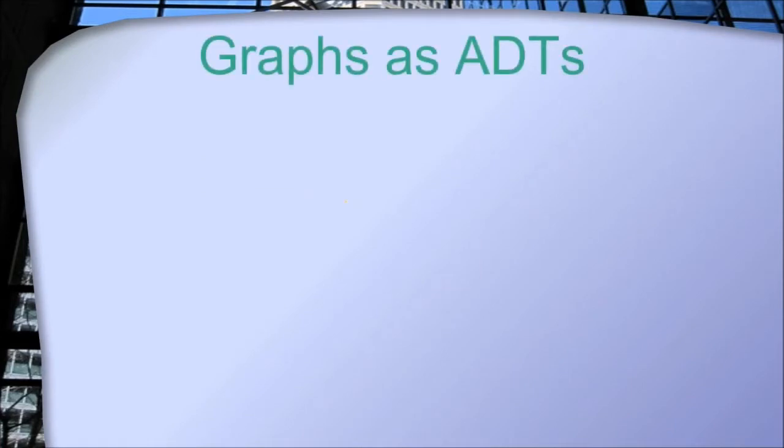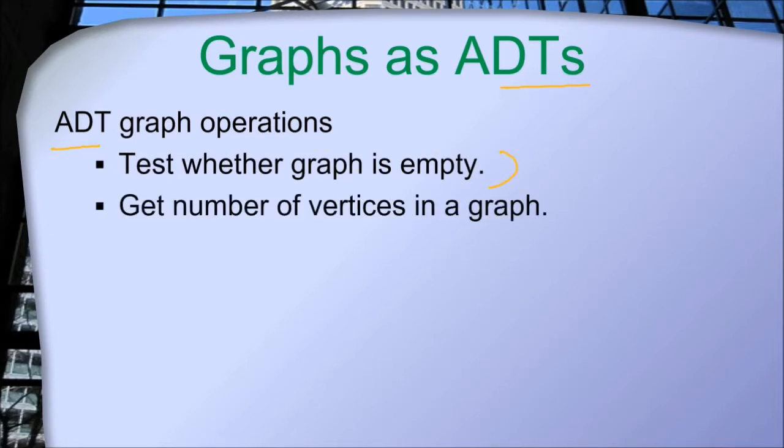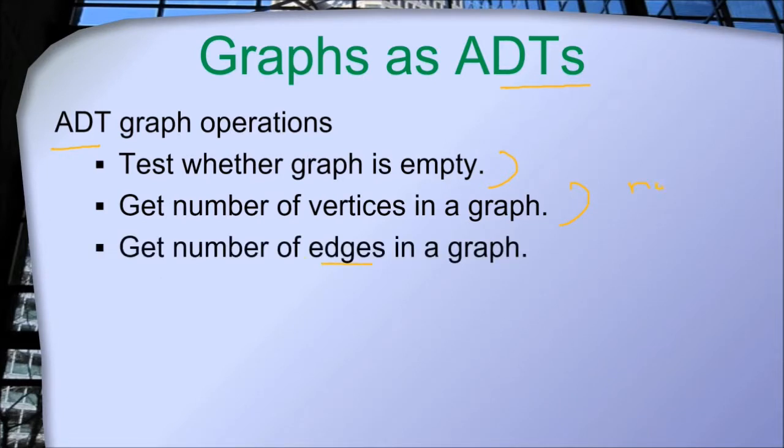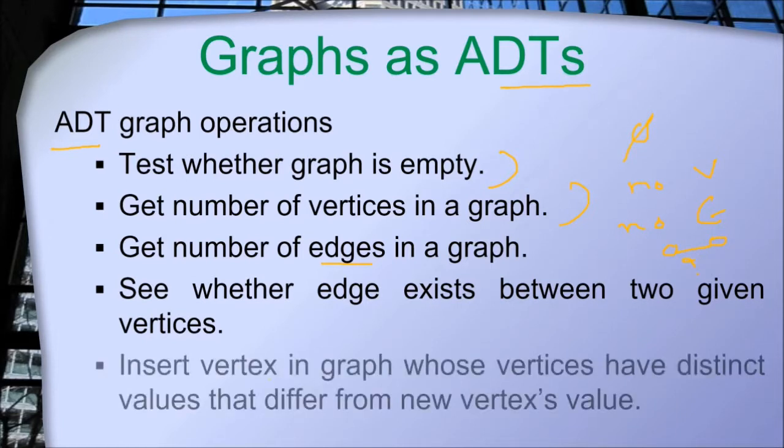Right? What about graphs as an abstract data type? ADT graph operations include, first, testing whether the graph is empty or not, getting the number of vertices in a graph, getting the number of edges, and seeing whether an edge exists between two given vertices. Insert a vertex in a graph whose vertices have distinct values that differ from the new vertex value. So inserting a vertex in a graph is also one of the operations under the abstract data type graph operations.